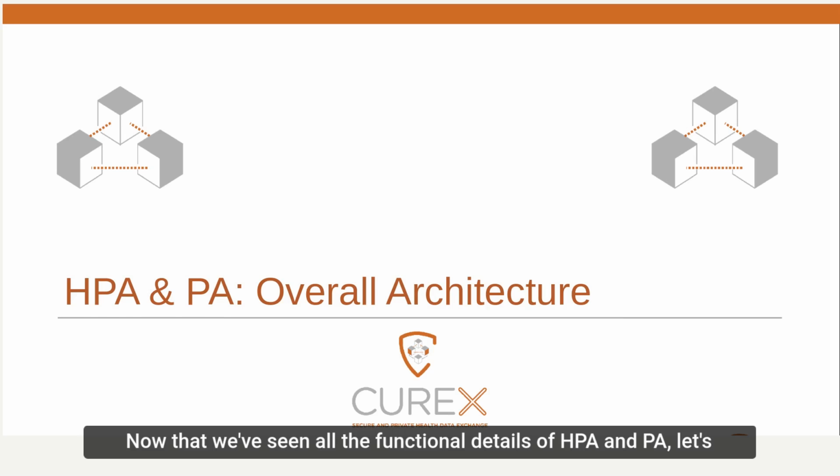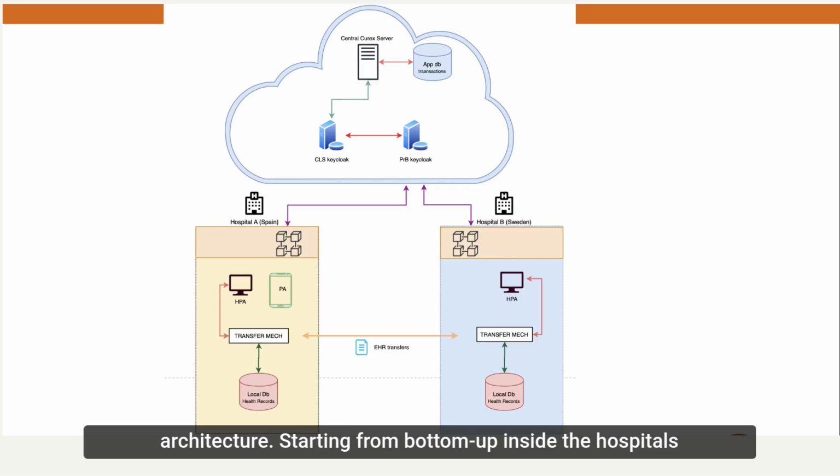Now we've seen all the functional details of HPA and PA, let's dive into the technical background starting from the overall architecture. Starting from bottom up, inside the hospitals, the HPA desktop application instances are available for the hospital personnel to use. The PA mobile application is available for every patient to obtain and use whenever there is a need for a medical records exchange. HPA and PA applications contain only the front-end part, while all the back-end logic is handled by the central server that you see inside the cloud.